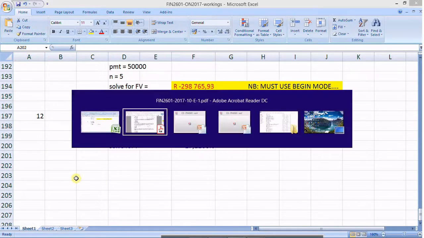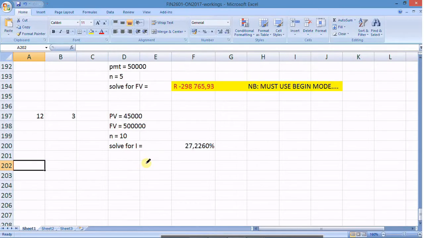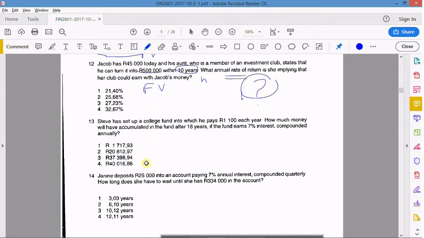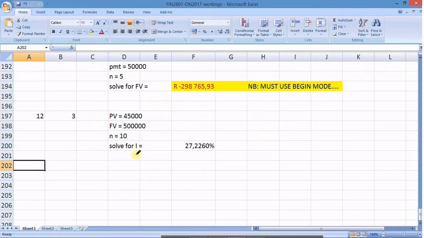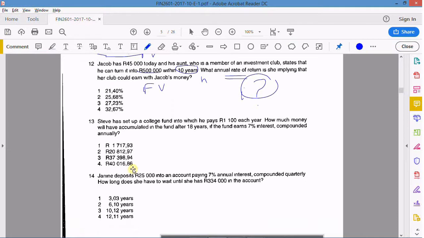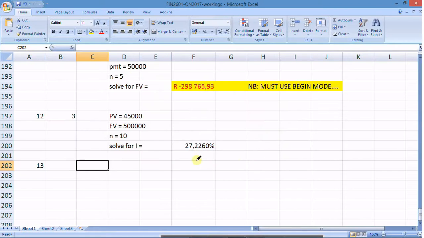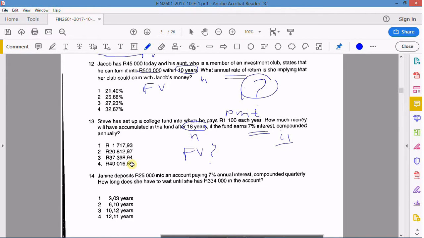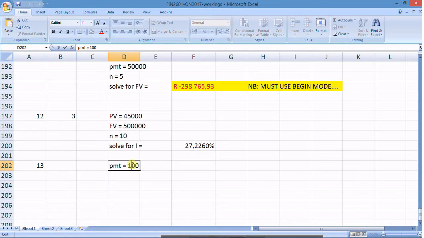Right. Okay, 12 is correct. Number 3, you got right. 12, 3. Yes. Okay. 13. Let's see how this one went. Okay, Steve has set up a college fund in which he pays each year. How much money will he have accumulated in the fund after 18 years? They want to know what the future value is. If it's 7% compounded annually. Okay, that's it. Simple. Alright, so payment equals 1100. Okay, 1100.